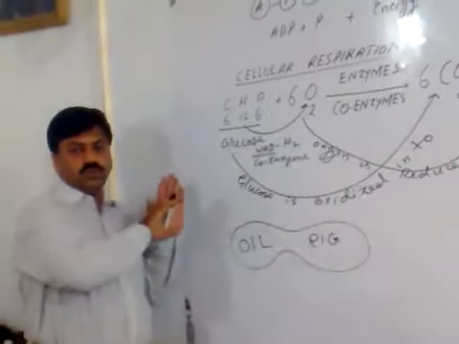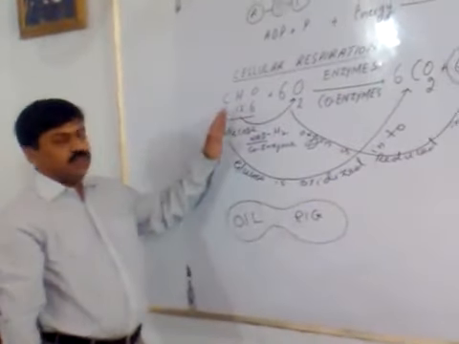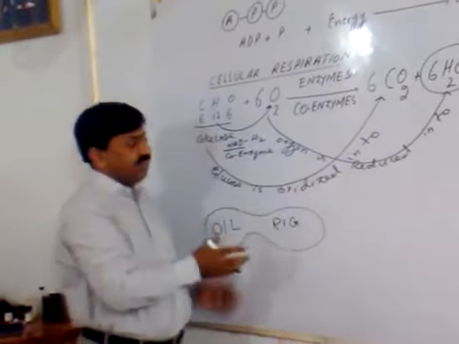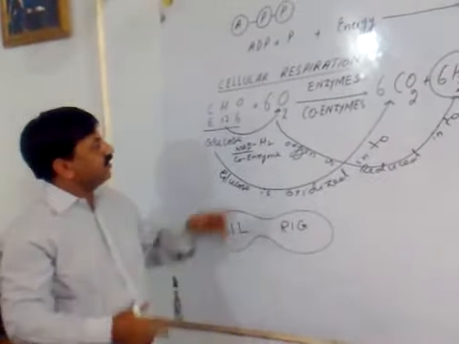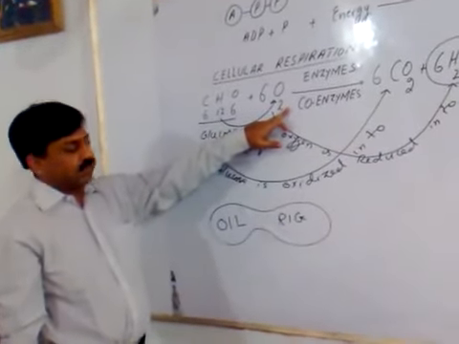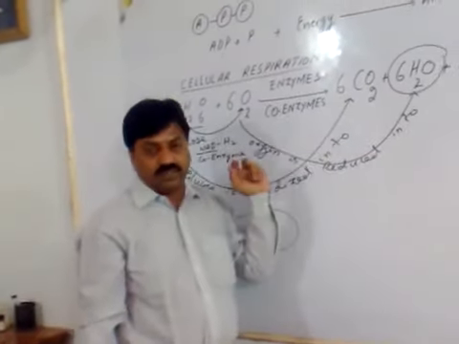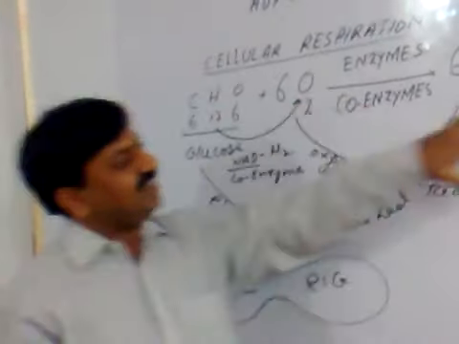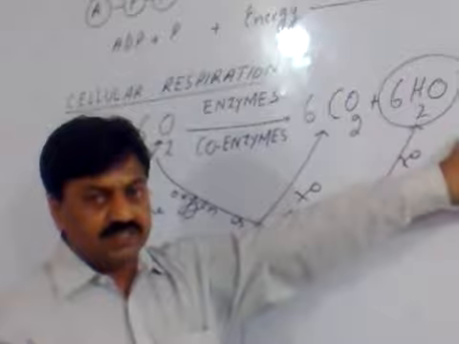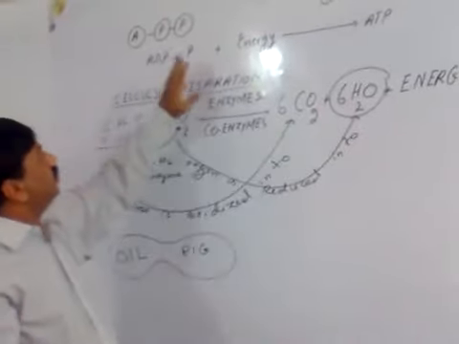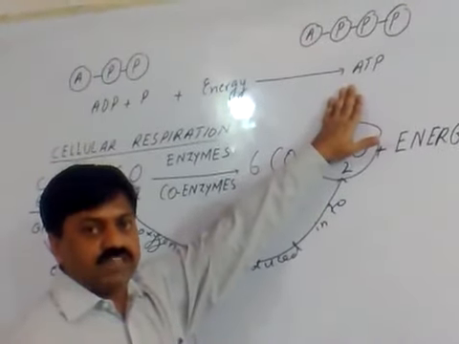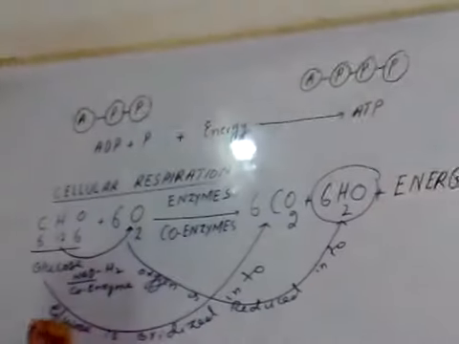When a molecule loses hydrogen atoms along with electrons, it is oxidized. When one molecule is losing, the other is gaining. So oxygen gains the hydrogen atoms, so it is reduced into water. And when the sugars are broken, energy is released. This energy is utilized to attach the phosphate to the adenosine diphosphate and convert it into ATP, adenosine triphosphate.